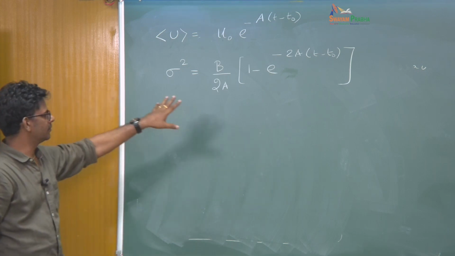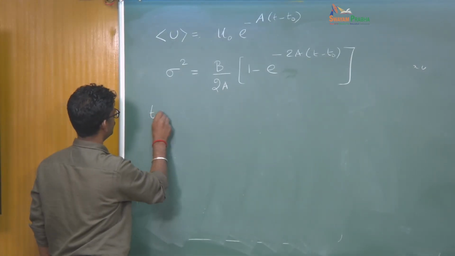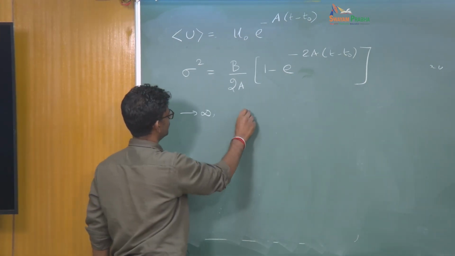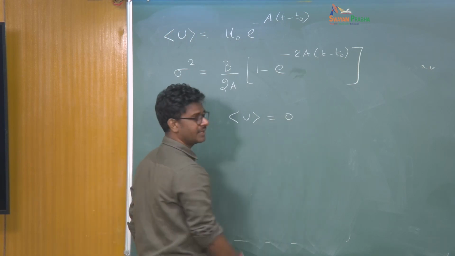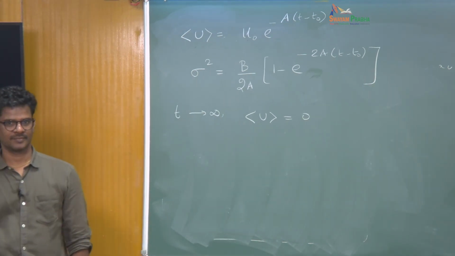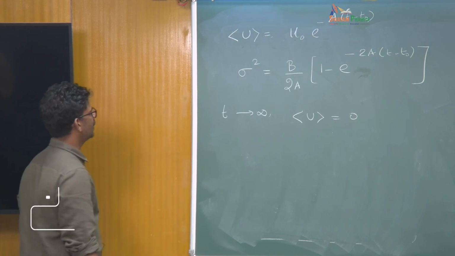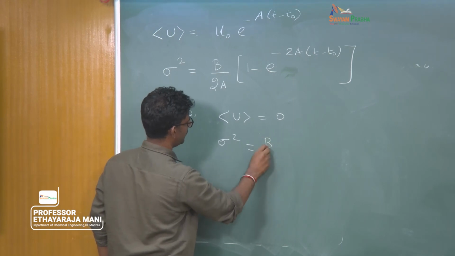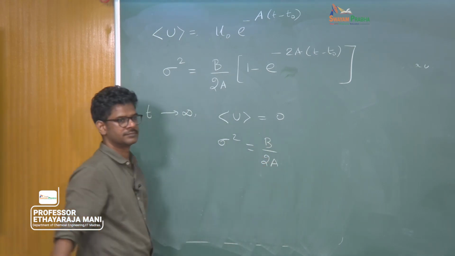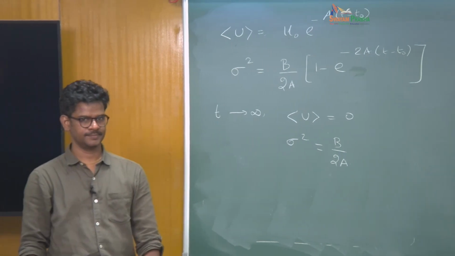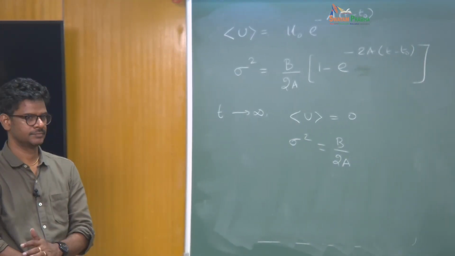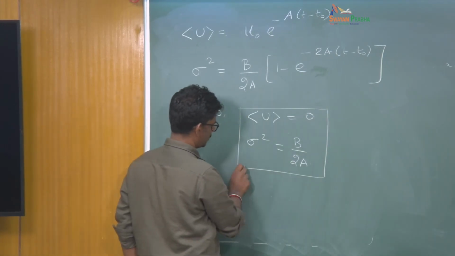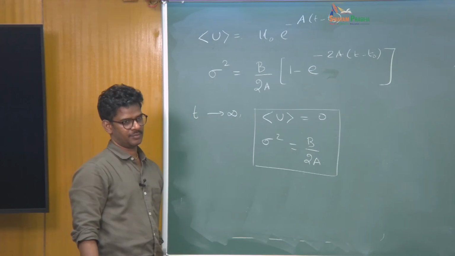Now if you set the time t tending to infinity, a long time limit, you will see that the mean value of u tends to 0, and then sigma square simply becomes b by 2a. So these are the steady state solutions of the Ornstein-Uhlenbeck process.